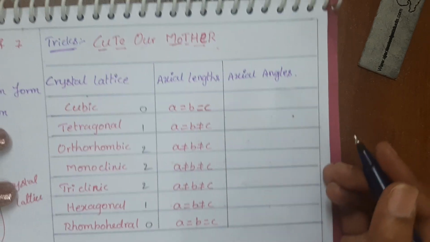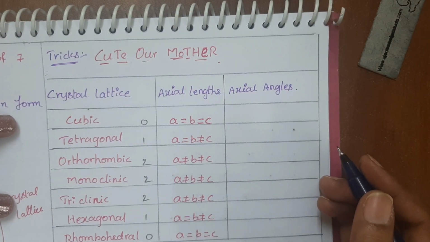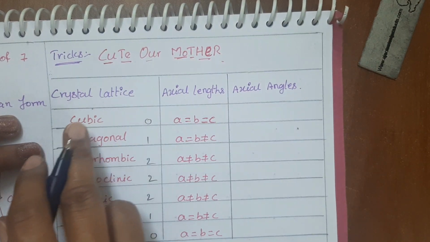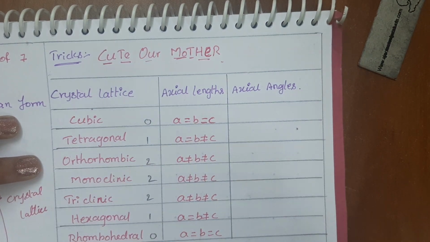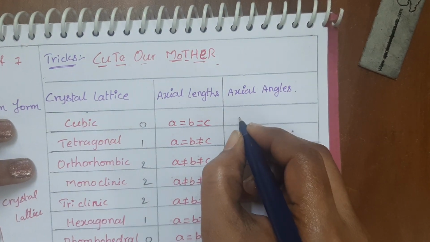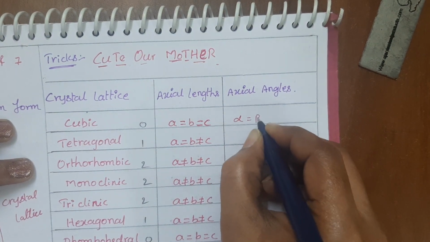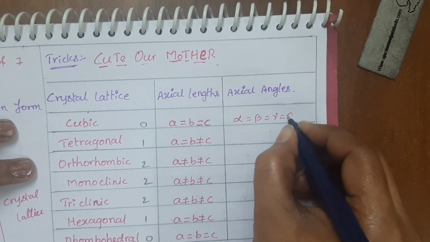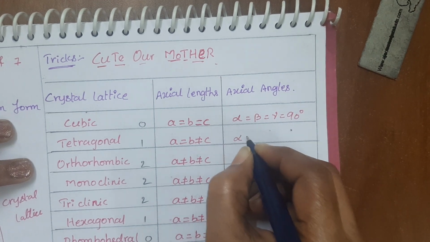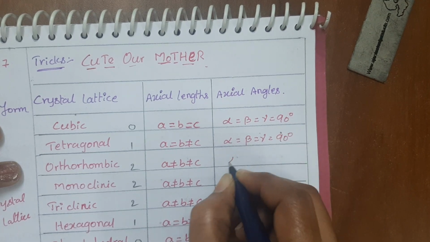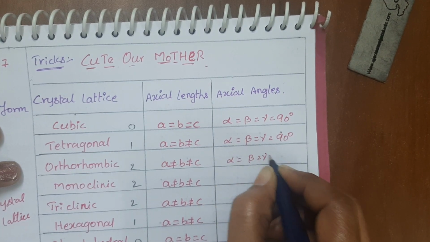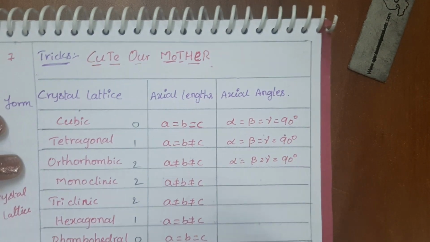Okay. Next, axial angles. For cubic, tetragonal and orthorhombic, for these three, alpha equals beta equals gamma equals 90 degrees. Alpha equals beta equals gamma equals 90 degrees for these three.